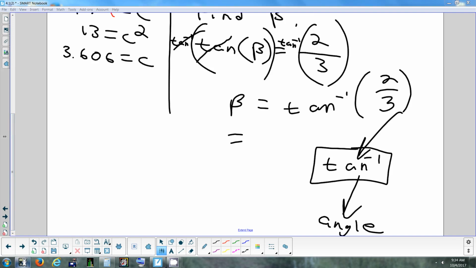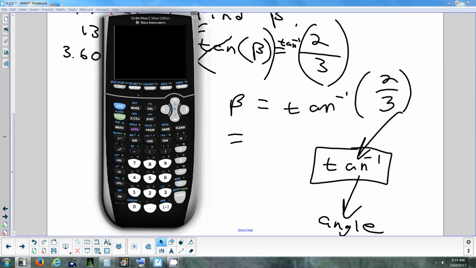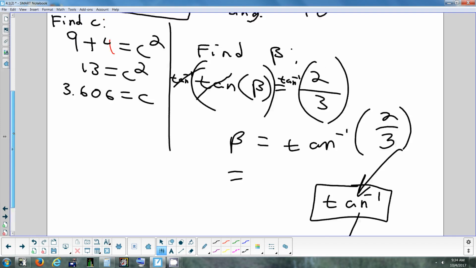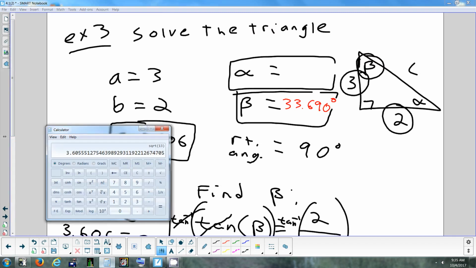All right, so let's do inverse tangent of 2/3. So we get 33.690 degrees. Now, if you were running out of time on the test and you really just had to get the answer for alpha quick, you could do 90 minus 33.69, and it should be 56.31.